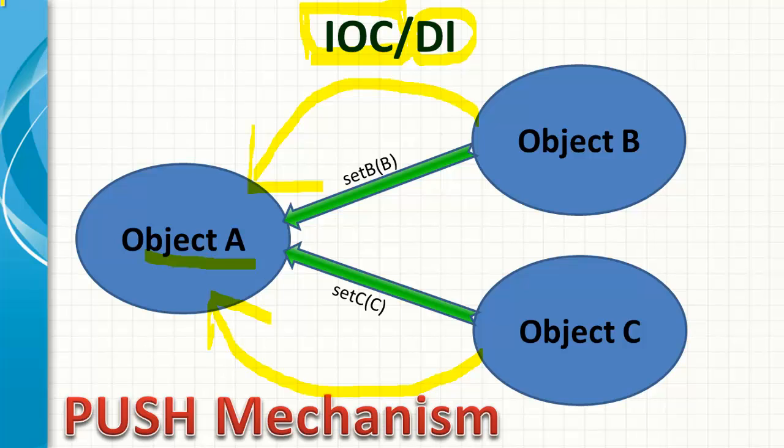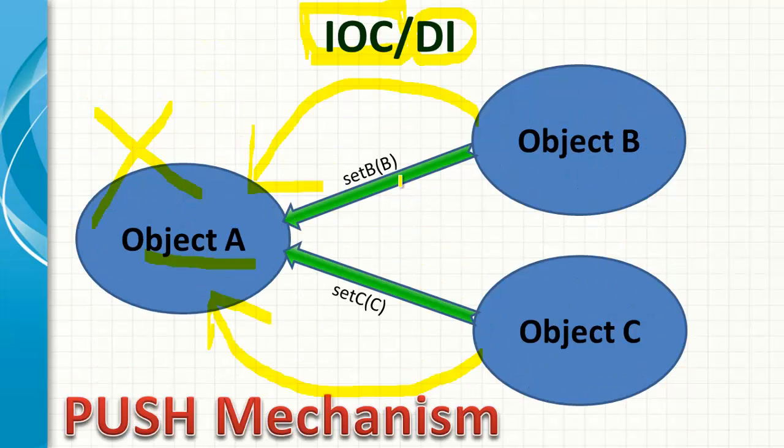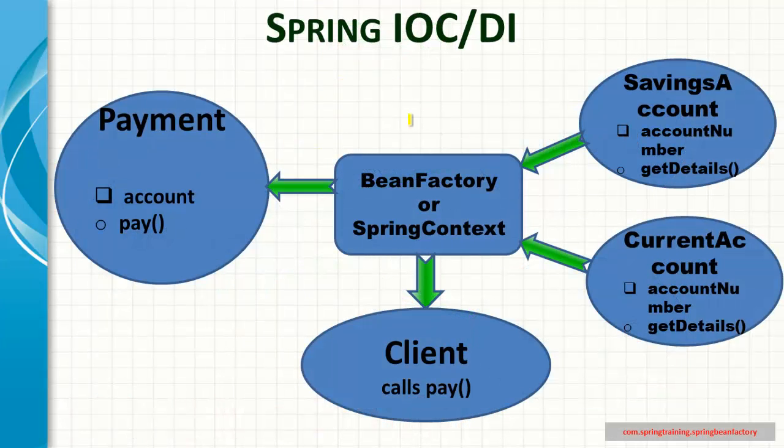Now the control does not lie with the object. The control lies with the assembler. So that's what inversion of control is. Object A was controlling what it needs. Now the assembler, the framework and the container control what it needs, and that's what inversion of control is. Right? You clearly understand what IOC and dependency injection are now. We'll see a quick example.